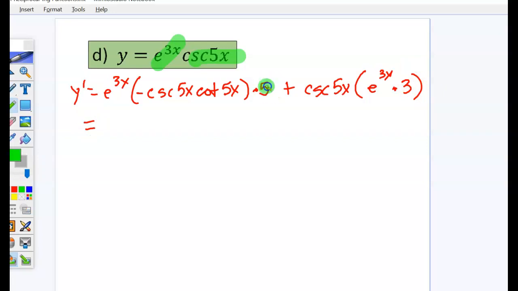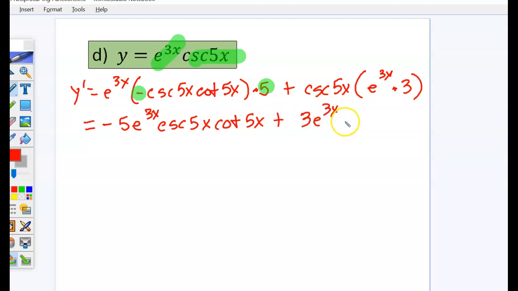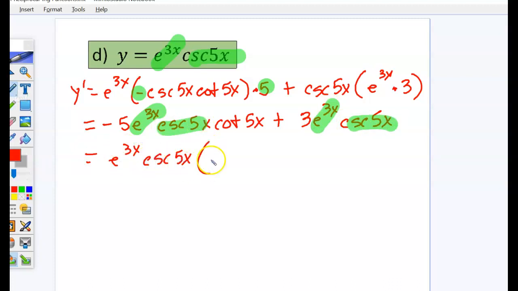So cleaning this up, I have a 5 and a negative, so I'm going to have negative 5 e to the 3x cosecant 5x cotangent 5x plus 3e to the 3x cosecant 5x. And now I'm going to take out my greatest common factor of e to the 3x and cosecant 5x, which is common to both. And I'll be left with negative 5 cotangent 5x plus 2 is my final answer.